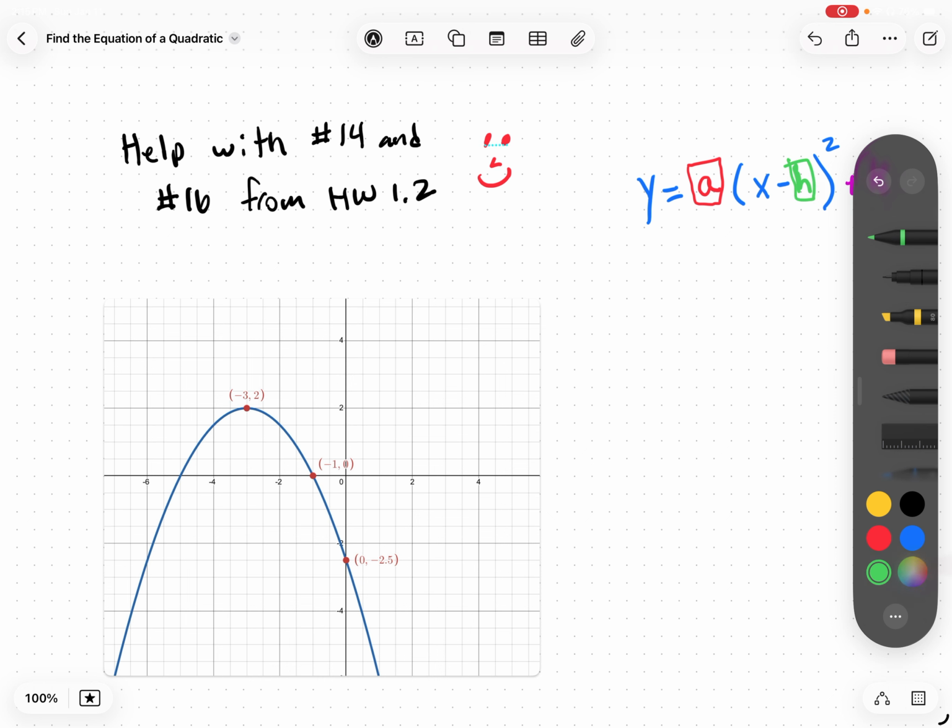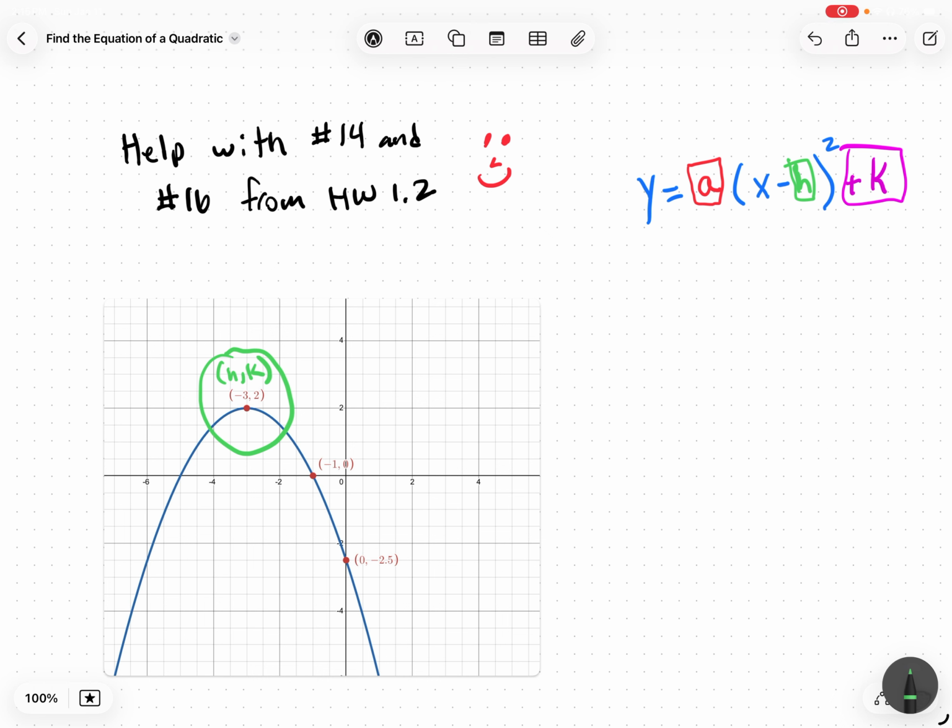Now, the good news is you can get h and k right away from the picture. So the vertex of the parabola always has the coordinates h comma k. So in our case, all I do is I find that vertex on the graph, and I realize that h is going to be the number -3, and k is going to be the number 2. So right away, I'm filling in those two blanks.